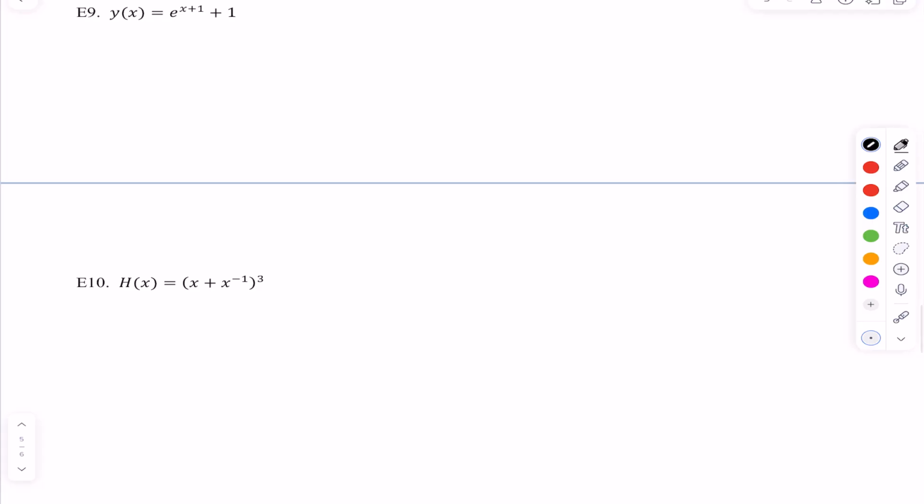A few more examples here. Look how fast that one was. The derivative of y with respect to x is simply e times e to the x. And notice the domain for y prime is actually all real numbers. The original function was also all real numbers.